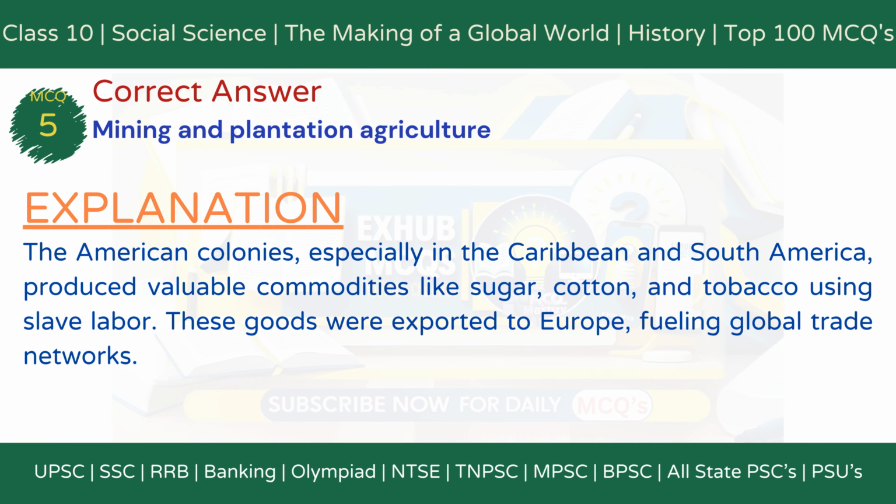The correct answer is option B, mining and plantation agriculture. Explanation: the American colonies, especially in the Caribbean and South America, produced valuable commodities like sugar, cotton, and tobacco using slave labor. These goods were exported to Europe, fueling global trade networks.